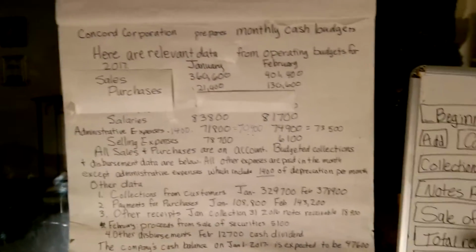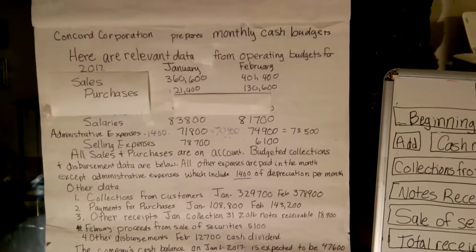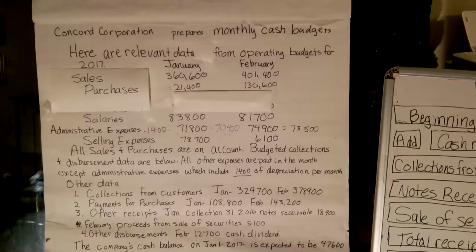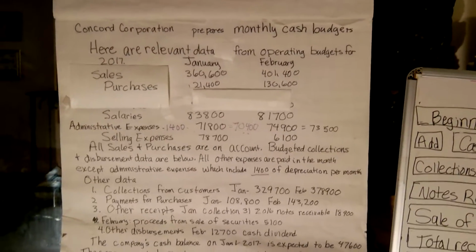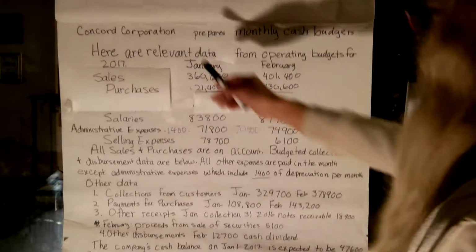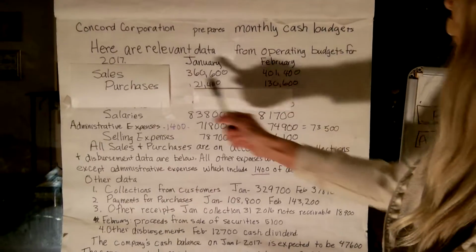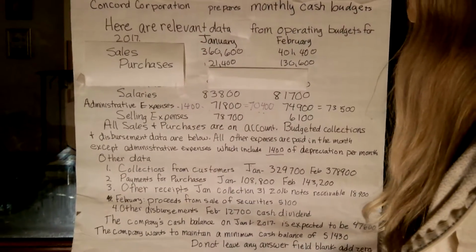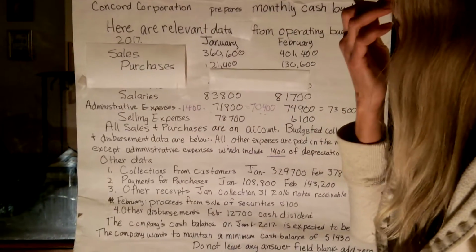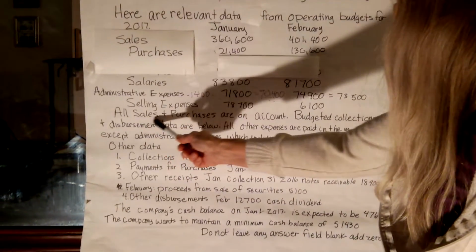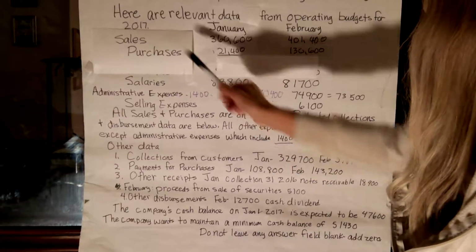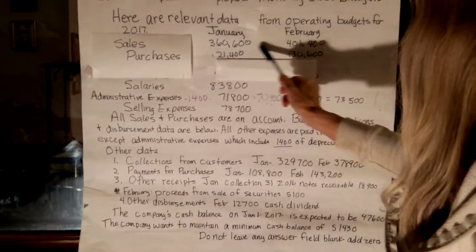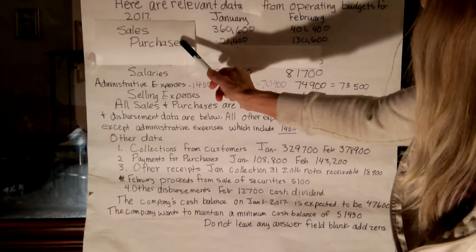Welcome to our class. We are going to be doing problem 7-8A, which is the last homework problem on homework 2. So Concord Corporation prepares monthly cash budgets. Here are relevant data from operating budgets for 2017. We're going to read: all sales and purchases are on account. So that means sales and purchases will not be included in the budget because they're on account.